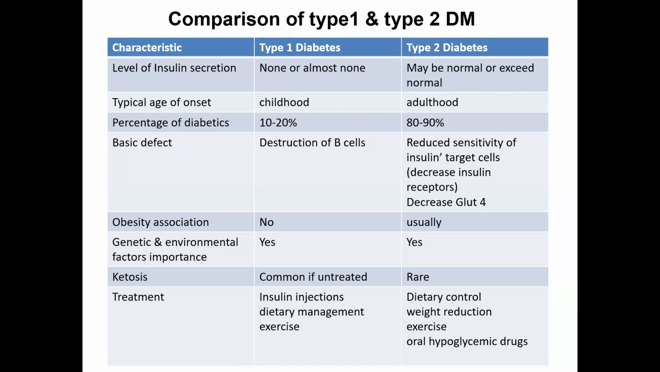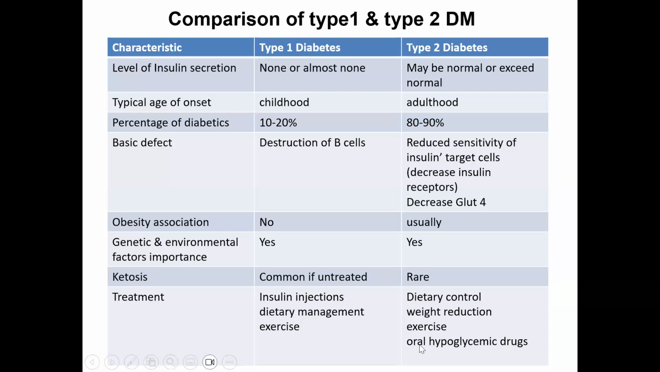So the patient is given dietary control. They are usually obese, so they are prescribed a low caloric diet with less amount of carbohydrates, and they are advised to reduce their weight and to do exercise regularly. So there is diet control, weight reduction, exercise, plus there are oral hypoglycemic drugs.